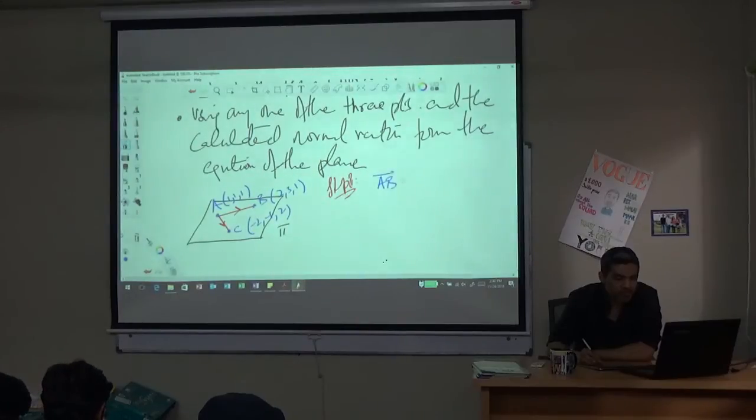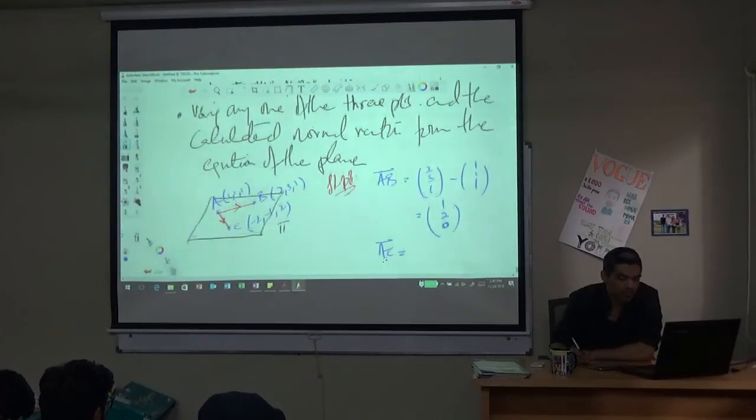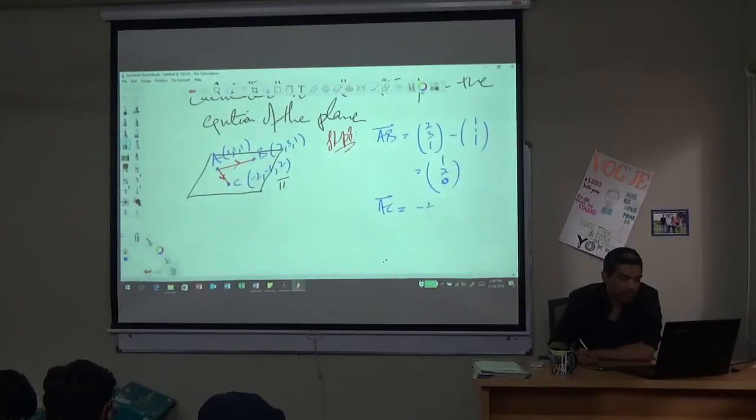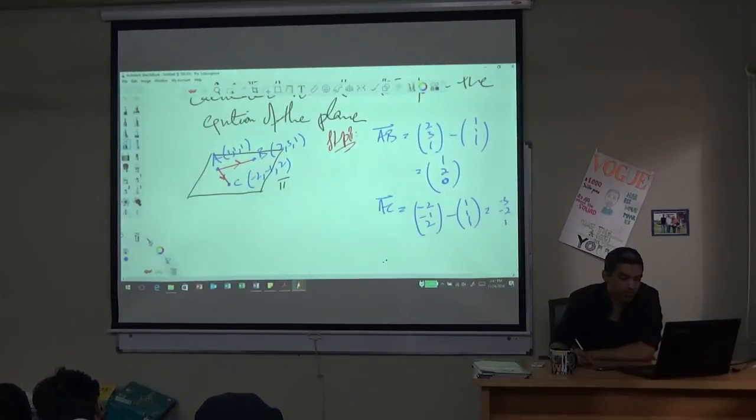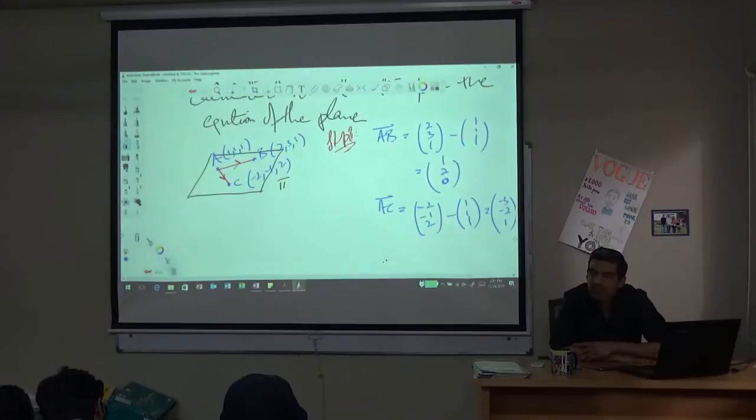So my vector AB would be B minus A, which would be (1, 2, 0), and my vector AC would be (-2, -1, 2) minus (1, 1, 1). That would be (-3, -2, 1). That's my AC vector. That's your step 1.